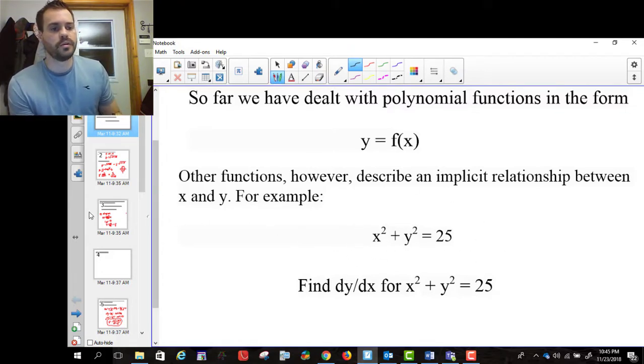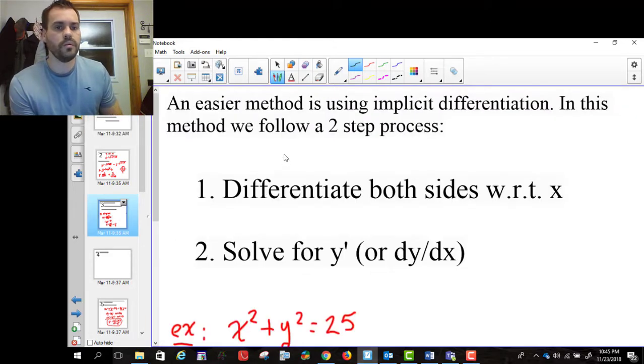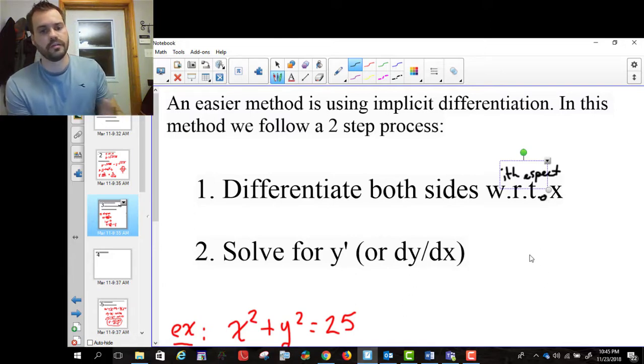All right, and so here's what we do. We follow a two-step process, basically. We differentiate both sides with respect to x. We just take the derivative. This just means with respect to. So all we're doing is taking the derivative with respect to x.